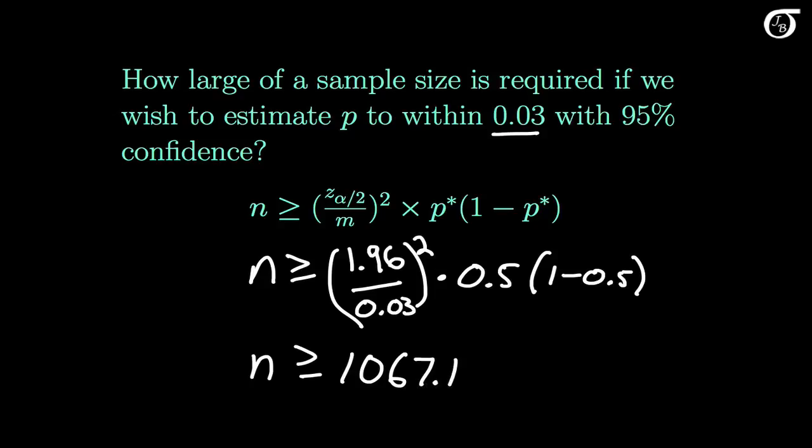But the sample size must be a whole number. To find the minimum sample size required, we need to round up to the next largest integer, 1068. We would need a sample size of at least 1068 individuals in order to estimate p, the proportion of Ontario adults that are in favor of harsher penalties for drug offenses, to within 0.03 with 95% confidence. These sample size calculations are often used as a rough approximation to the sample size that is required. We don't necessarily run out and get a sample size of exactly 1068 people.